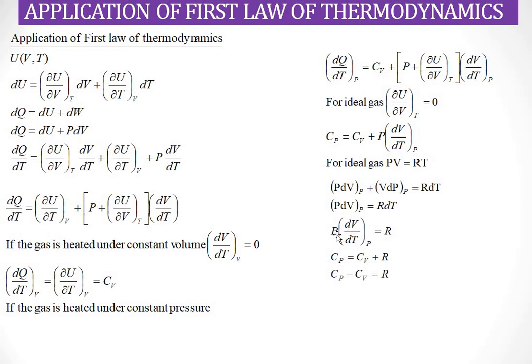So when we take dT to the other side, we can write P into dV/dT is equal to R. So we can replace P into dV/dT at constant pressure by R. So this equation will become Cp is equal to Cv plus R, or Cp minus Cv is equal to R. Hence we proved Mayer's equation from the first law of thermodynamics.